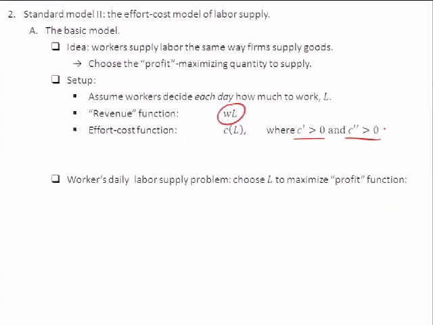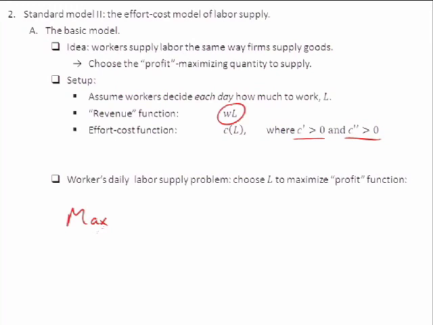So they're going to choose L to maximize their revenue minus their cost. There's no budget constraint, right? This is like a firm. Firms don't have a budget constraint. As always, when we're doing optimization using calculus, we take the first order condition, which is we just take the first derivative of this objective function, set it equal to 0. And we just get, right, the first derivative of that is W minus the first derivative of the cost function, which we'll just call marginal cost for now. Okay?